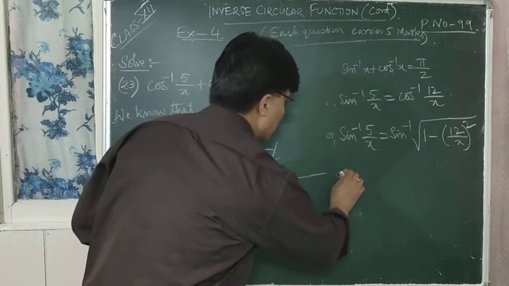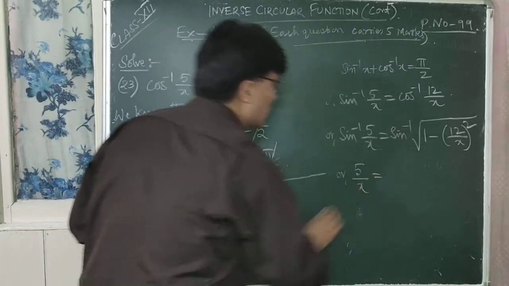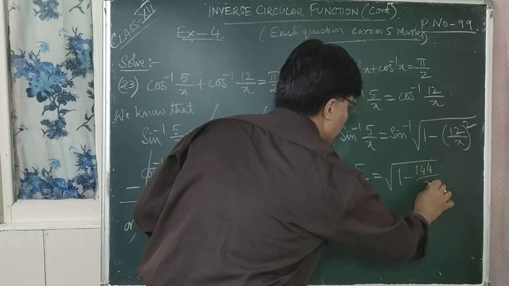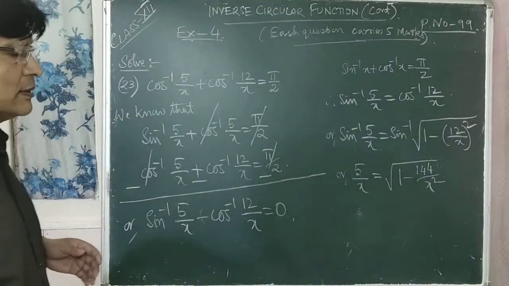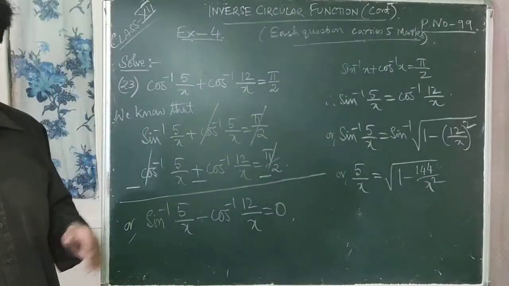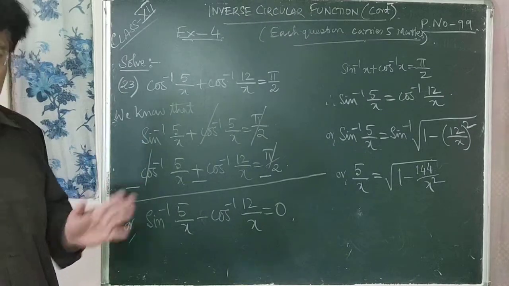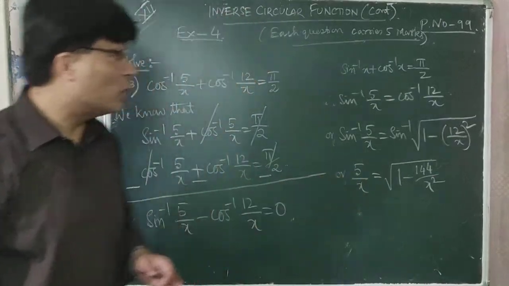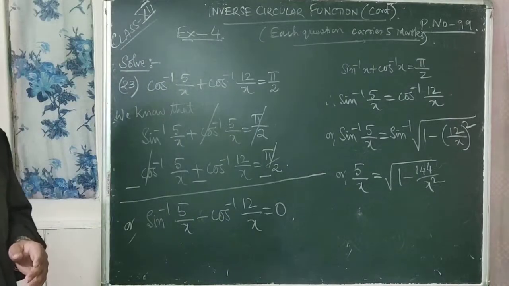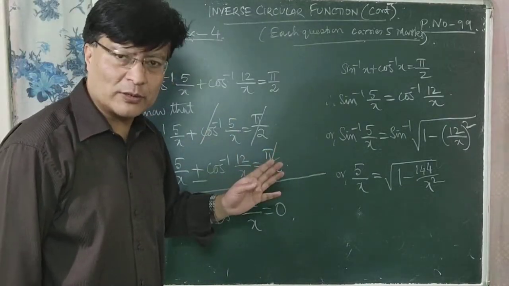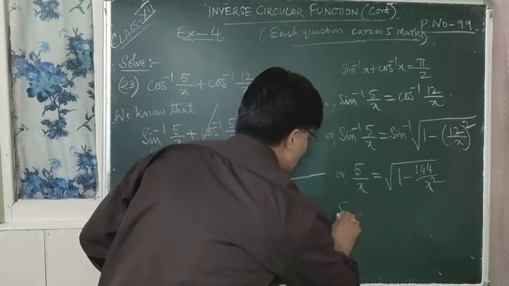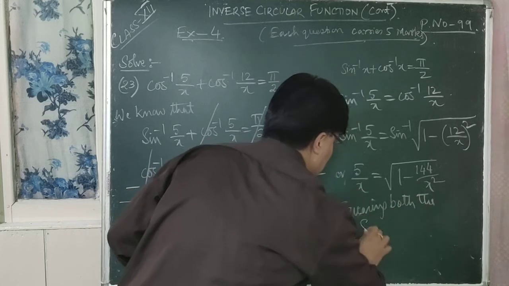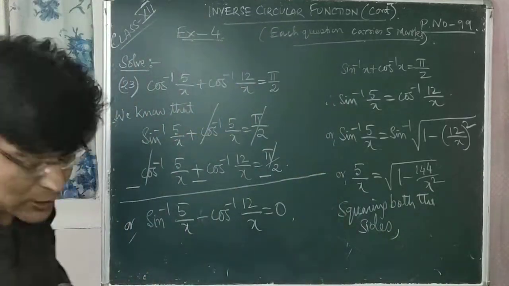Let us cancel them. So 5 upon x is equal to, within square root, 1 minus 144 divided by x square. Right? From both the sides you can cancel that same inverse circular function, sin inverse, and we get only 5 by x is equal to root under 1 minus 12 by x whole square, which is 144 by x square. Right? Now to remove the square root, you have to square both the sides. So squaring both the sides, what do we get now?